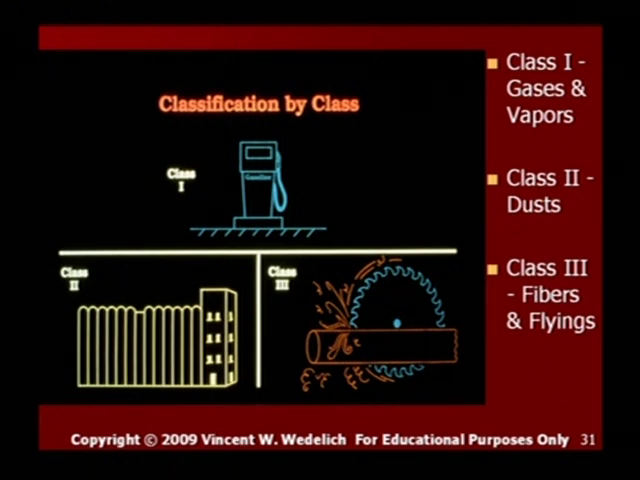A Class 1 area is for gases and vapors. So when you have natural gas or the vapor from a gasoline pump dispenser, that is a Class 1 location. A Class 2 location is dust, such as grain dust or sugar dust or things like that. Class 3 are fibers and flyings, such as from sawmills and things of that nature.